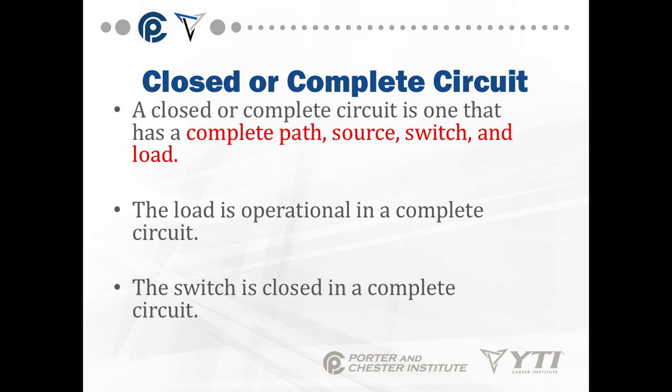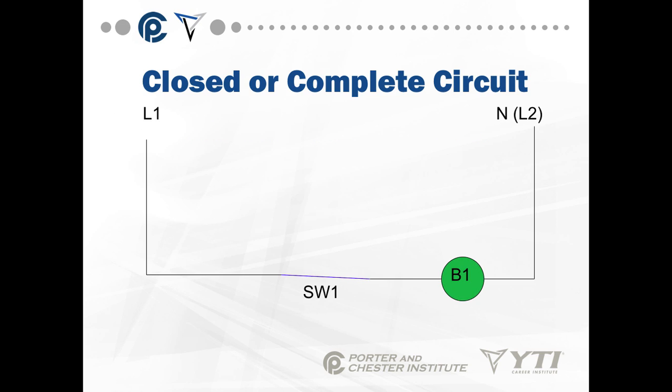A closed or complete circuit is a circuit that has a complete path: source, switch, and load. When the load is operational, if it's a good load in a complete path, the switch is closed in a complete circuit. So this is the same example again, but with a closed switch.